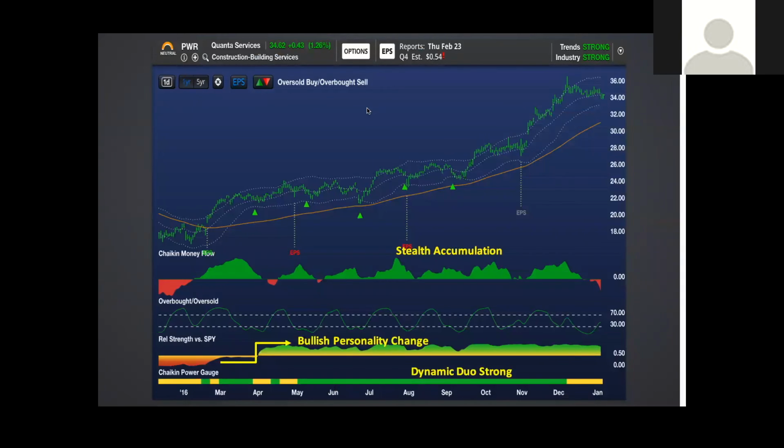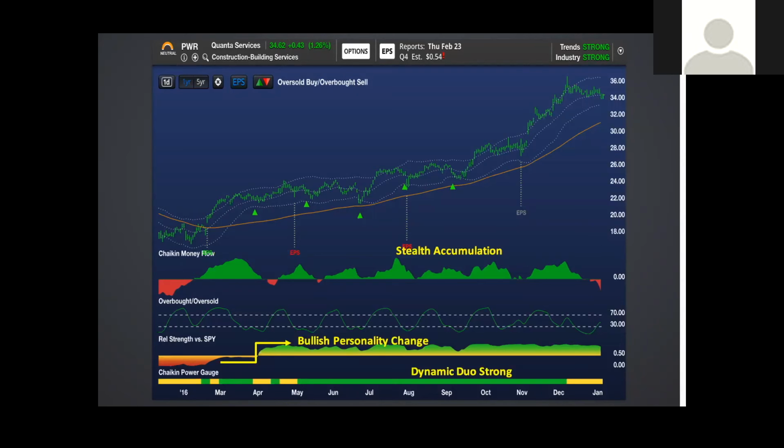And it also incorporates the concept of a personality change. When a stock goes from underperforming to outperforming the market, as the small caps did back in the spring of 2016, we call that a personality change. And here we're looking at a one-year chart of Quanta Services, symbol PWR, and they provide equipment for the power generation industry. Obviously, if there's going to be infrastructure build in America, more power plants building and so forth, companies like Quanta will benefit in the construction and building services area.